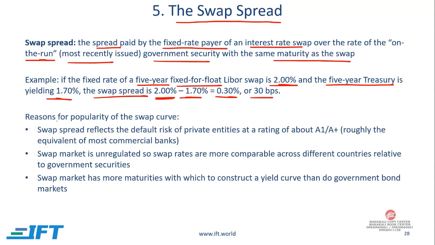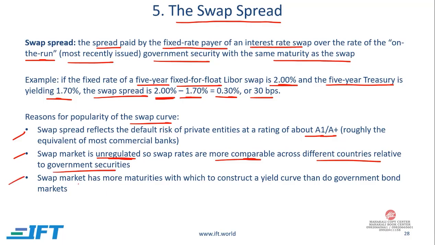There are many reasons for the popularity of swap rates and the swap curve. One reason is that swap spreads reflect the default risk of private entities at a rating of about A1 or A+, which is roughly the equivalent of most commercial banks. Number two, the swap market is unregulated. So swap rates are more comparable across different countries relative to government securities.